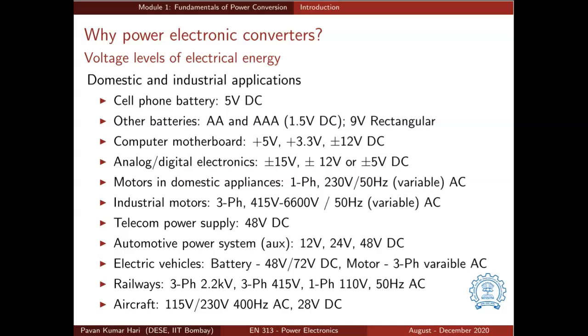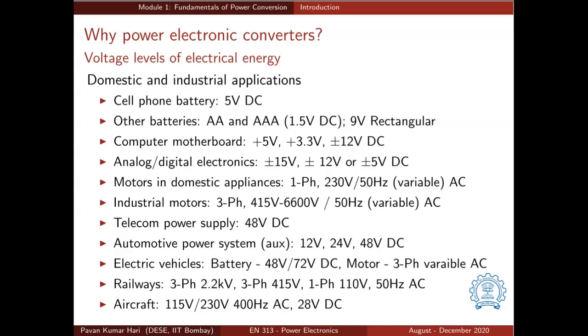Then we have many motors in domestic appliances: dryers, compressors, mixers, grinders, blenders, washing machines, etc. All of them need to work with single phase 230 volts 50 Hz, and sometimes the magnitude of AC voltage and frequency at the motor terminals need to be variable. Motors in industrial applications typically work with 3-phase voltages rated at 415 volts all the way up to 6600 volts and 50 Hz. However, the magnitude and frequency of these voltages also need to be varied depending upon the application. Please note that the 3-phase voltage mentioned here is the RMS value of line-to-line voltage.